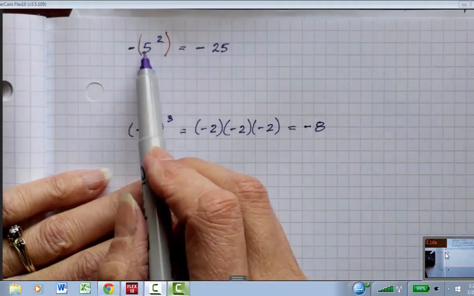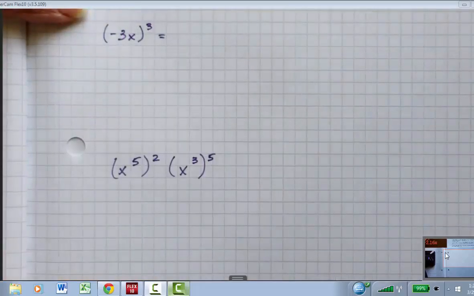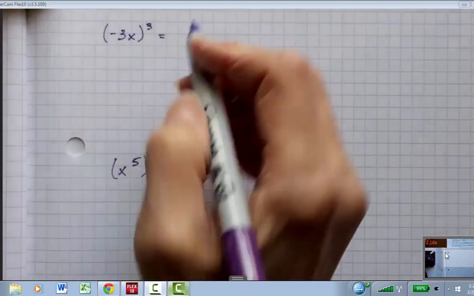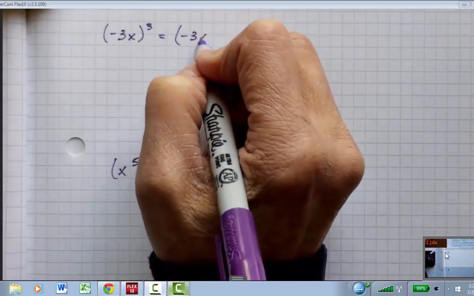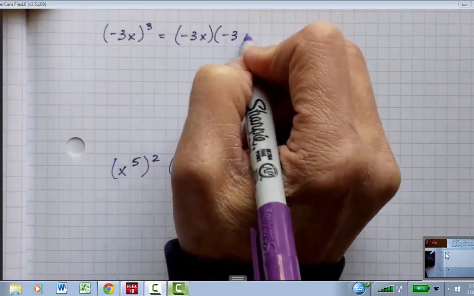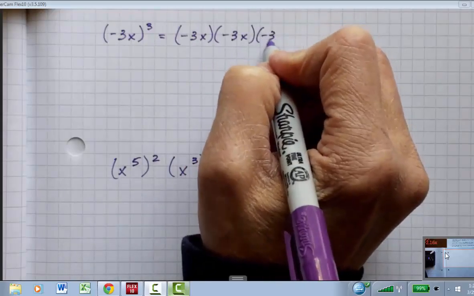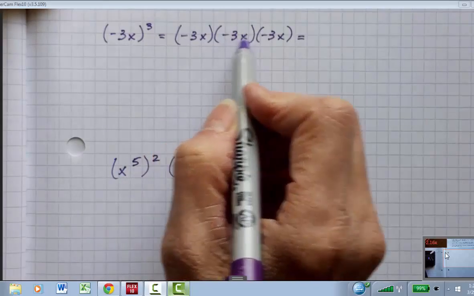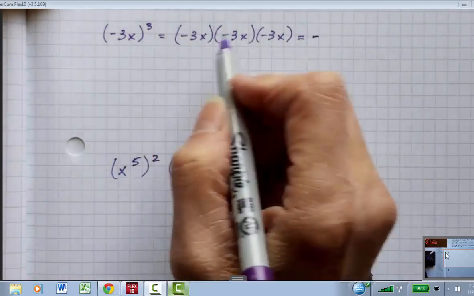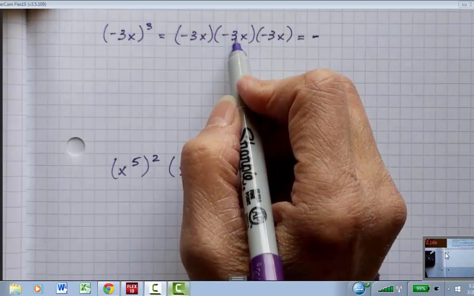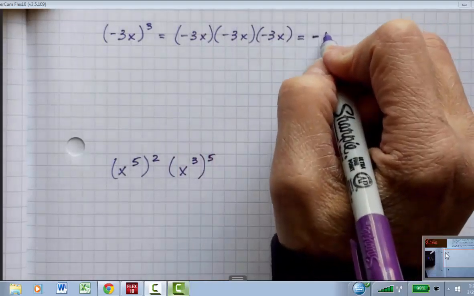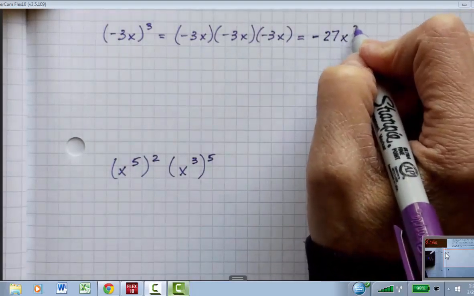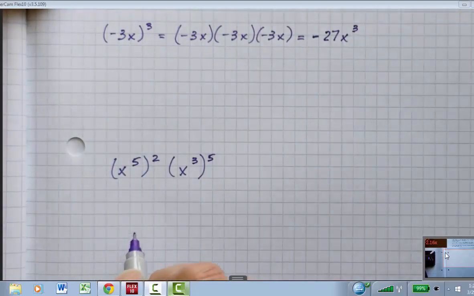Up here the negative doesn't go. So just like the previous problem we did, again, the negative 3 is going to go inside of the parentheses. And we have negative 3x times negative 3x times negative 3x. So a negative times a negative is a positive, times another negative gives me a negative answer. 3 times 3 is 9, times 3 is 27. And how many x's do we have? X to the third. Now that's doing it in expanded notation.